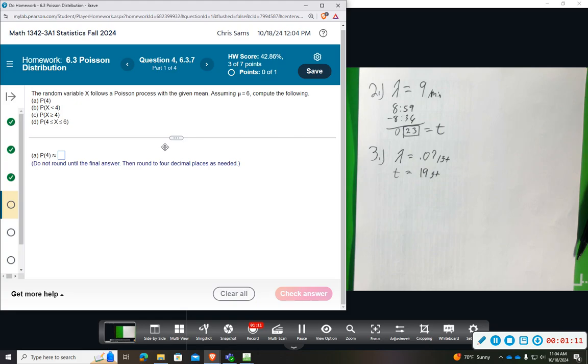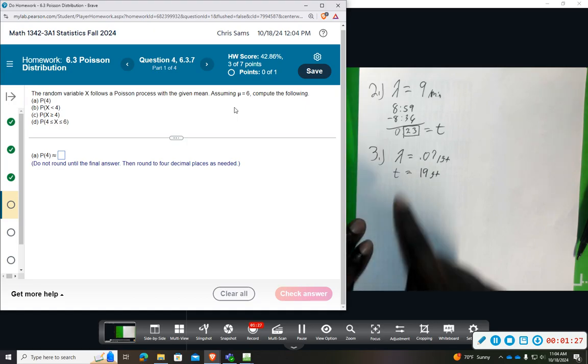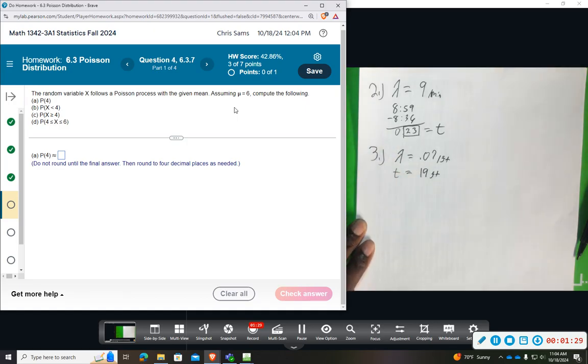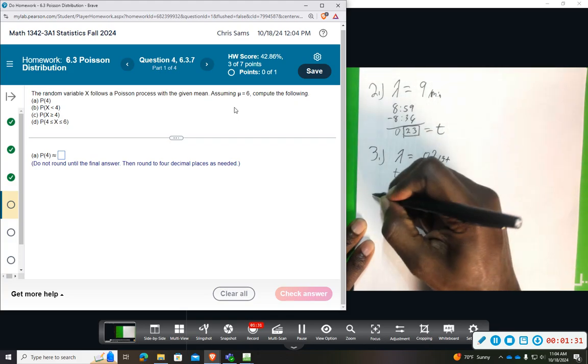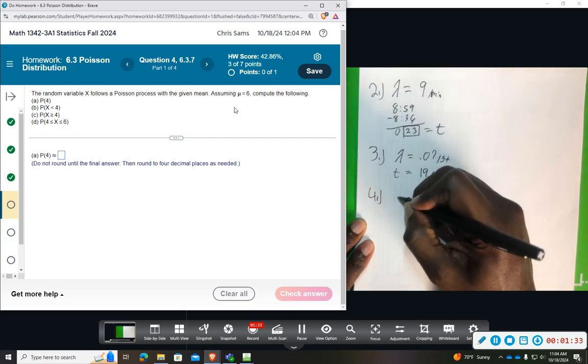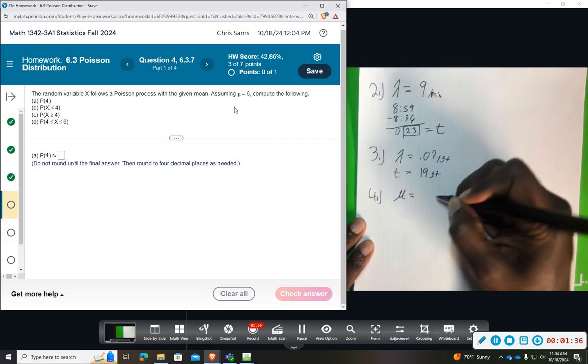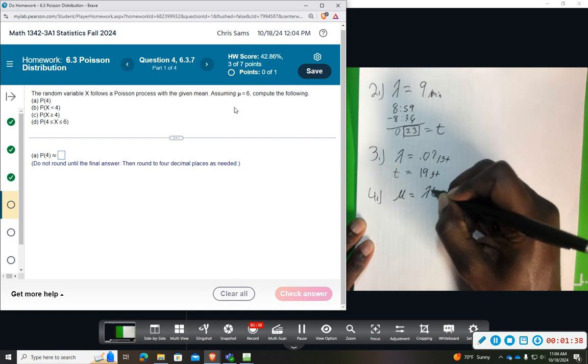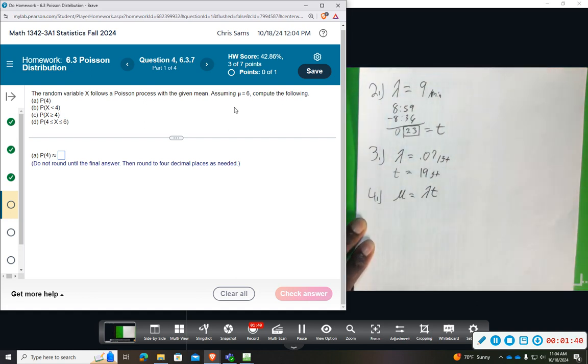All right, now question 4, we have 4 parts. It says a random variable x follows a Poisson process with the given mean. So we're using the Poisson distribution, but we're using mu for mean, so they've already done the lambda and the t to come up with the mean. Just recall in the text they told us that the mean was equal to lambda times t. So they've already applied those parameters.